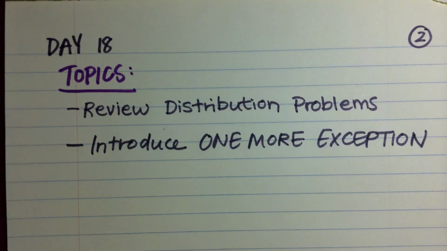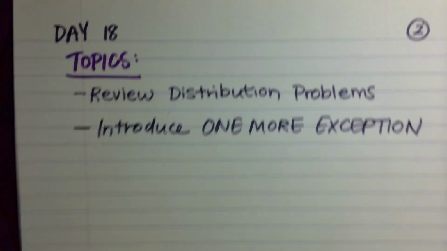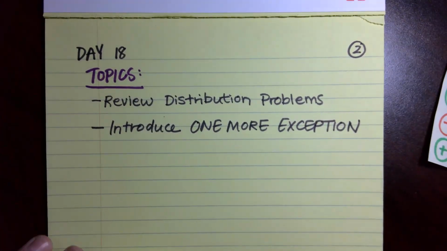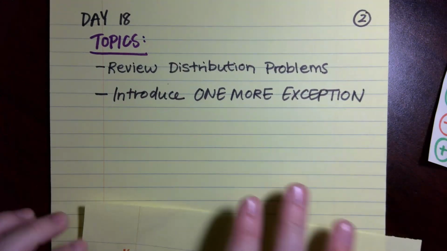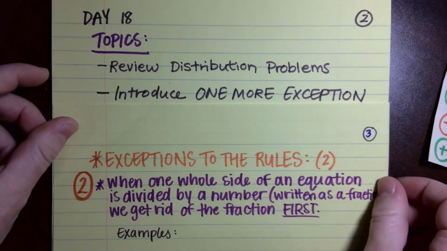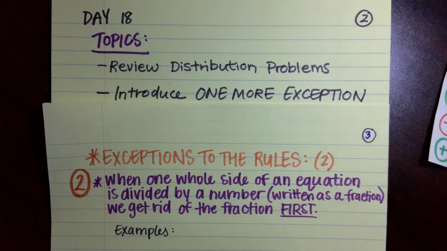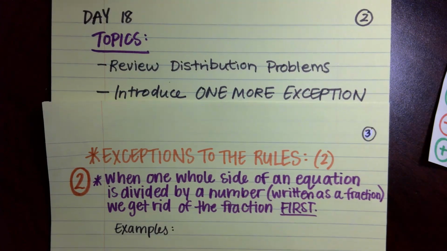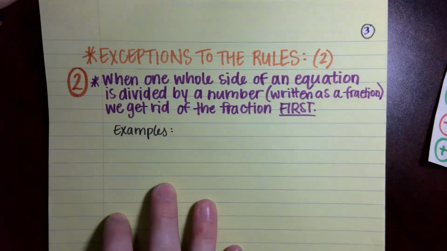Okay, so here is the second exception. When one whole side of an equation is divided by a number, it'll look like it's written as a fraction almost, then we get rid of that fraction first. And I'm going to show you what that means and what that looks like.